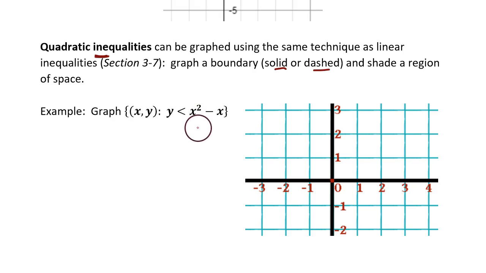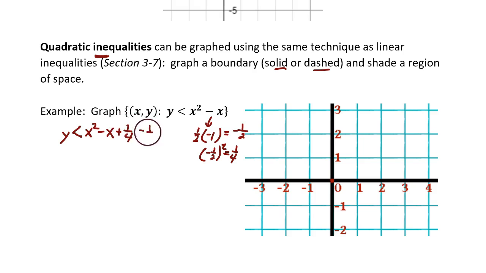But to find the parabola, it's helpful to have vertex form. So let's change this into vertex form. First up, figure out half of the coefficient of the x term. That's -1/2. Then square that value. -1/2 squared is +1/4. That's the number we would like to have as the constant term. So we can rewrite our statement as y is less than x squared minus x plus 1/4 minus 1/4.